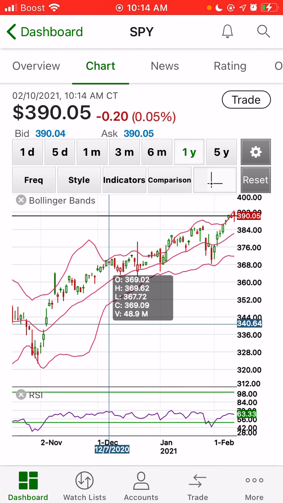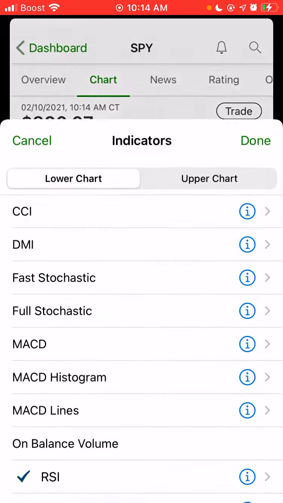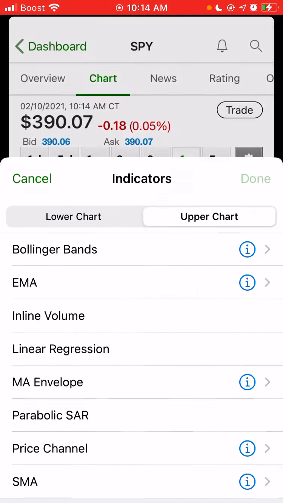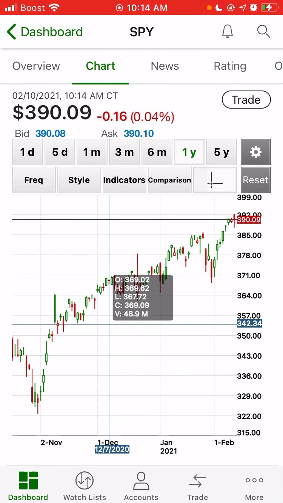So the Bollinger Bands is this set of 3 red lines here. So we have our candlestick chart. I'll take the Bollinger Bands off just so you can see what it looks like without them. So this is without the Bollinger Bands. It's just a regular candlestick chart.